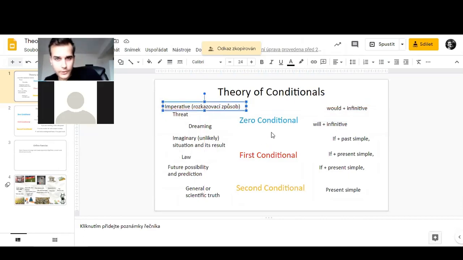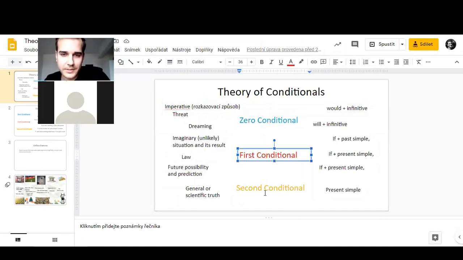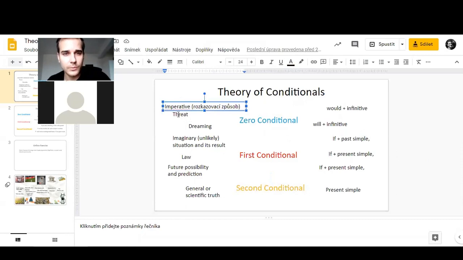What you need to do, there are three conditionals here. You have zero conditional, first conditional, and the second conditional. If you have seen my video of the lesson, it could be easy now, all right? But on the left, you will see the situation when you use that. So we have imperative, rozkazovací způsob, threat, hrozba, okay, když někomu vyhrožuji.